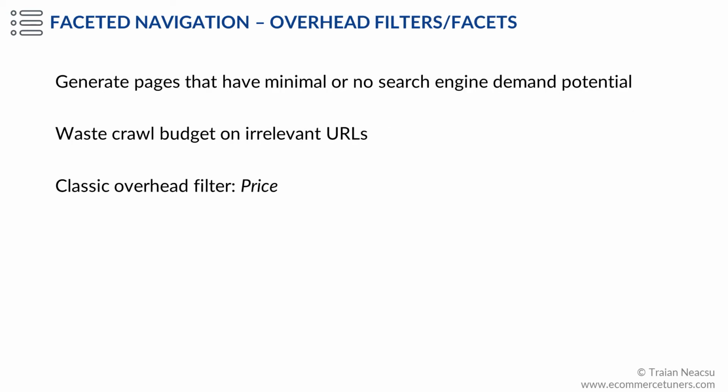Overhead filters. These filters generate pages that have minimal or no search volume. All they do is waste crawl budget on irrelevant URLs. A classic example of an overhead filter is price. In many instances, so is size. However, keep in mind that a filter can be overhead for a business, but it can be important or even essential for another business.